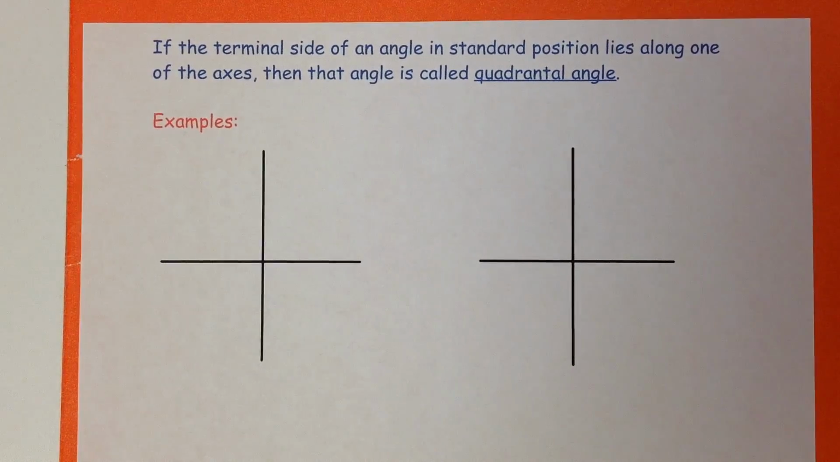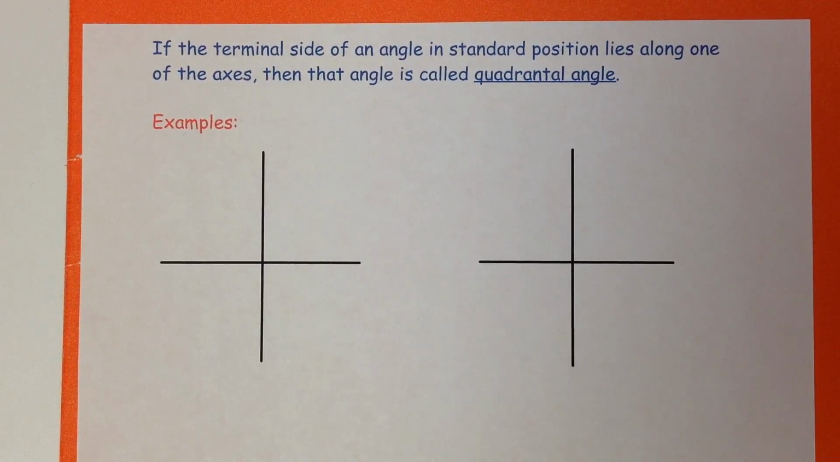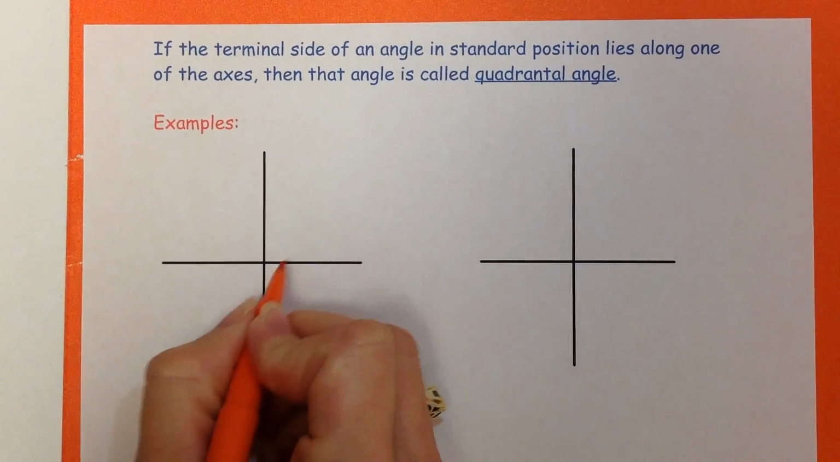Okay, next. Alright, this is the definition of a quadrantal angle. It says if the terminal side, remember the terminal side is where your angle stops, so you're drawing an angle in standard position, and if you stop along one of the axes, then that angle is called a quadrantal angle. So you're still drawing in standard position, so you're still starting here.